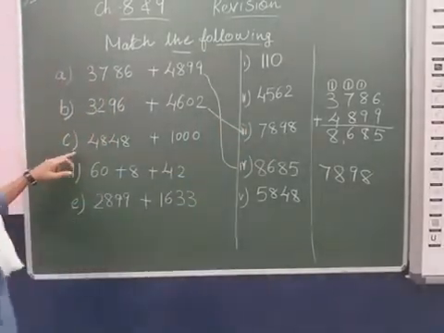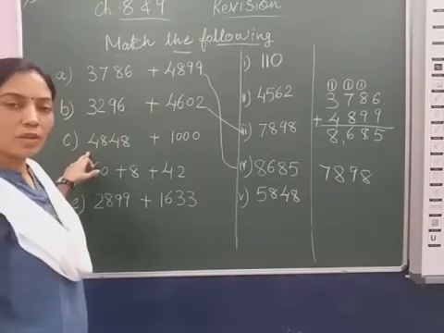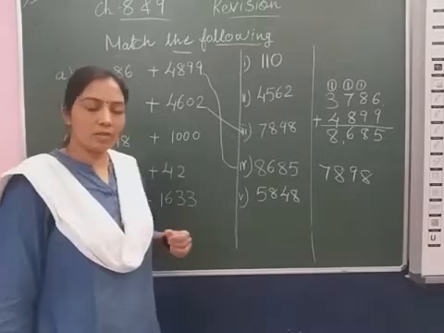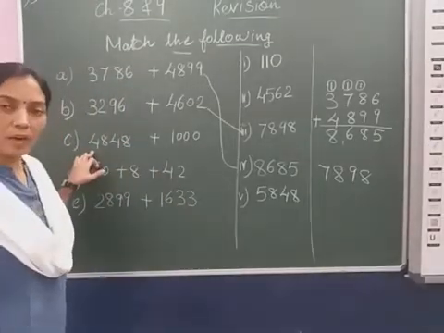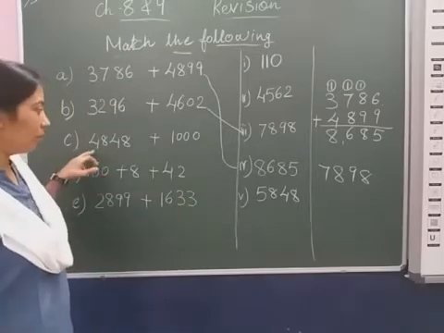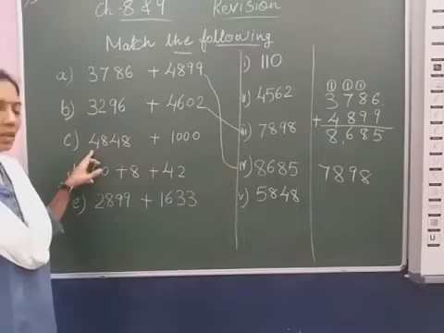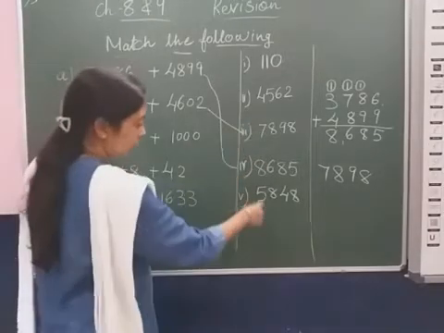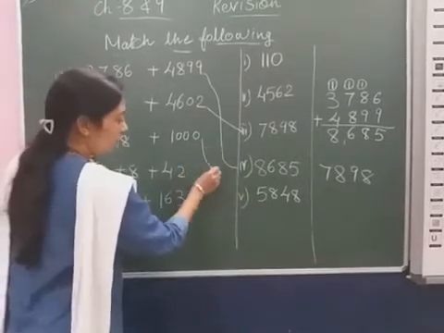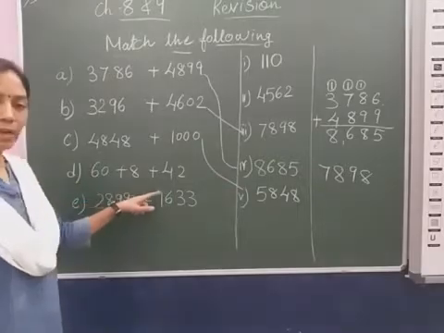7898. Now the third one: 4848 plus 1000. This is a question on addition by tens, hundreds and thousands. So this is easy. We only change the place value of the thousand by 1. So 1 plus 4, 5. 5848. You can find it here, the last one, 5848. We match this.